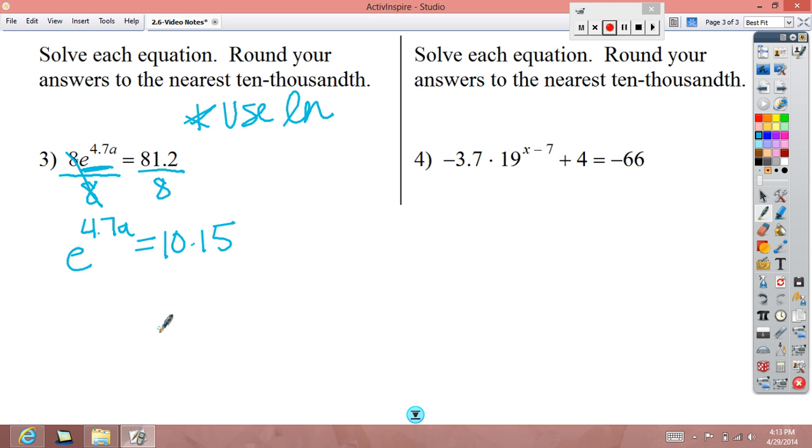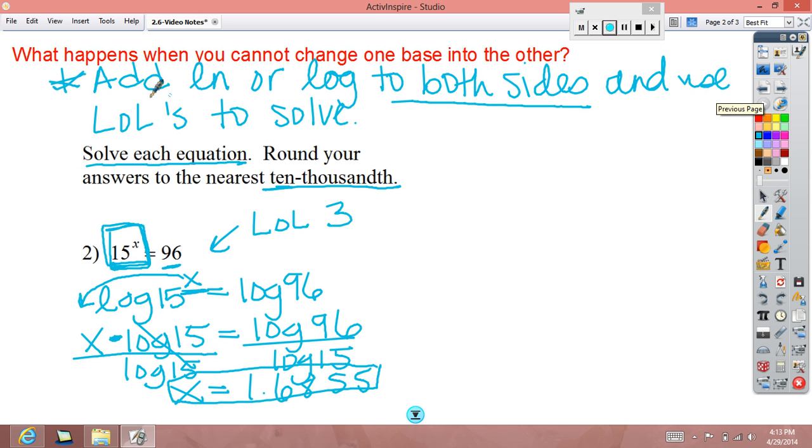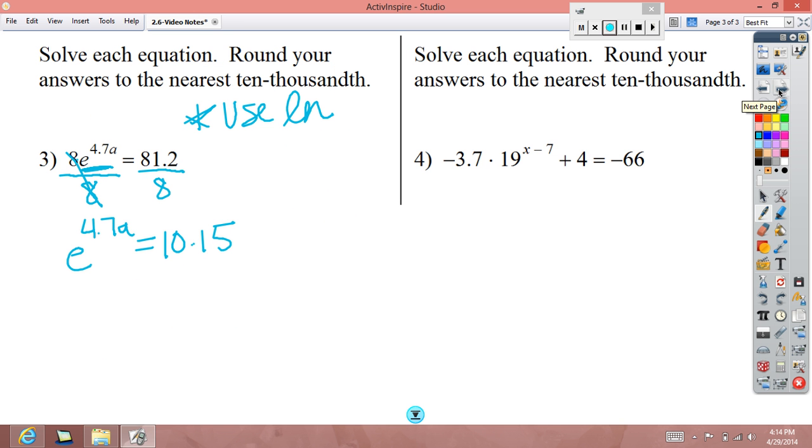So now my 2 bases are e and 10.15. Well, I definitely can't change those into each other. So in order to solve, I'm going to add an ln to both sides. That's what we just talked about in the last example. Add ln to both sides and use the LOLs to solve. So I'm going to add an ln here and an ln here. Now I have ln of e to the 4.7a equals ln of 10.15.